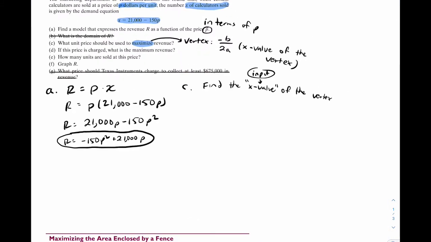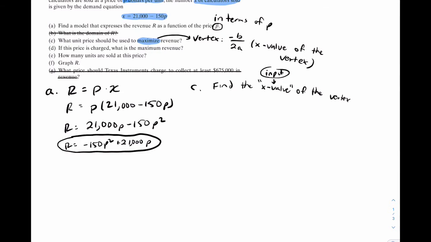So let's plug it in. Negative b, that would be negative 21,000 divided by 2 times negative 150. This is your negative b over 2a. This becomes negative 21,000 over negative 300. We can reduce our negatives, cross out these zeros, and we can see that should reduce to 70. Now, it's important to understand what you just found. This is the x value of the vertex.